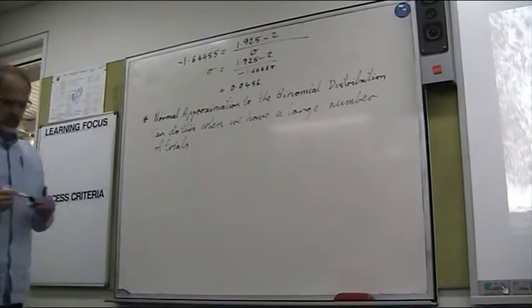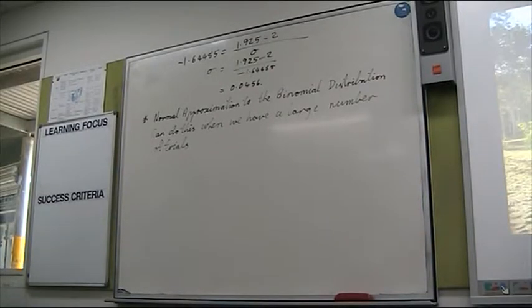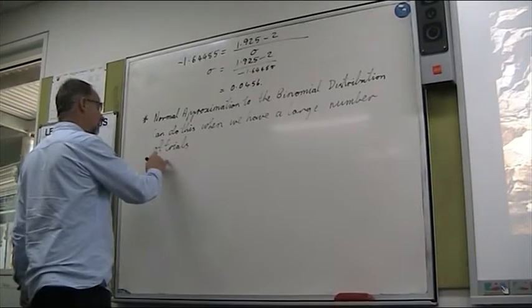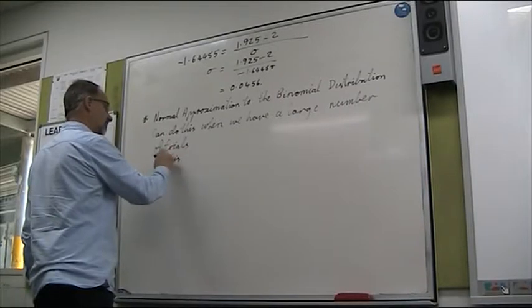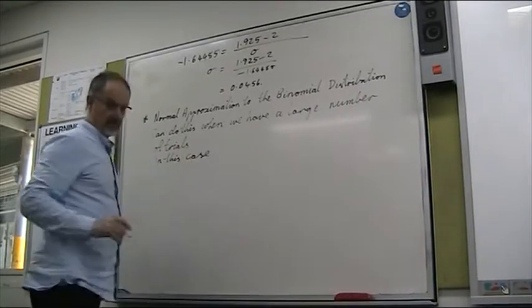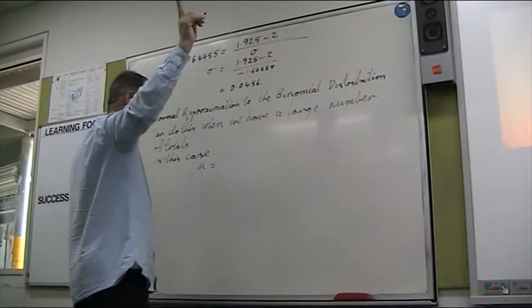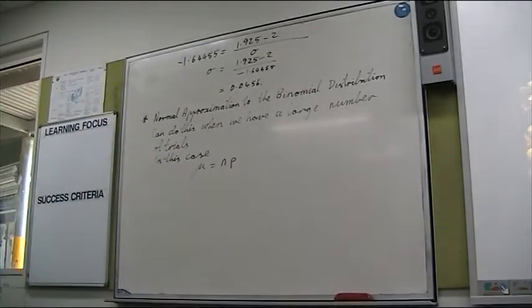Right, so the more and more trials that you do, the more the binomial distribution looks like a bell, and so then we can approximate. So when we do that, what do we use? Our mean, for our binomial distribution, is just our number of trials times the probability of success.